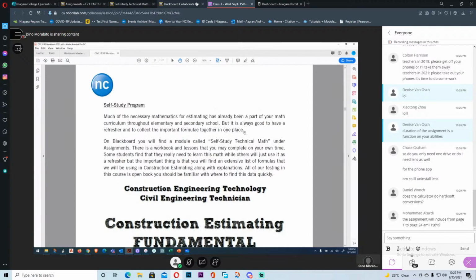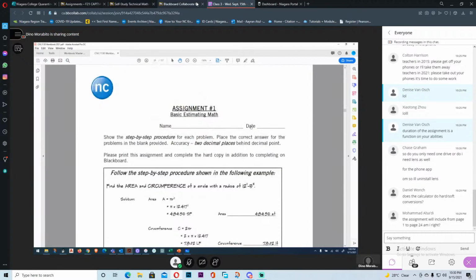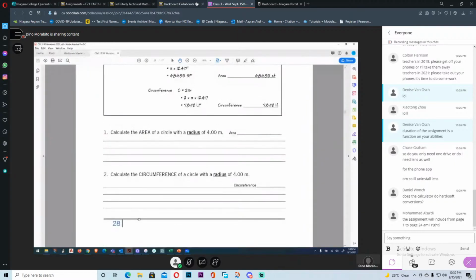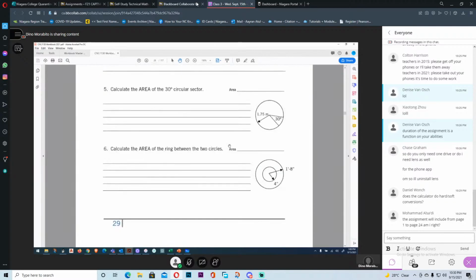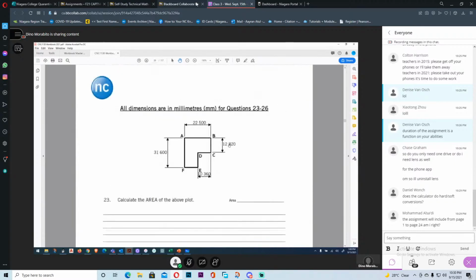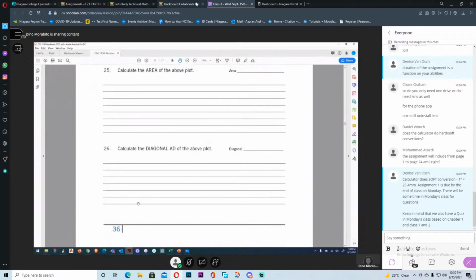Next page talks about the self-study program, which we've already kind of talked about, so we'll move forward. And now we get to assignment number 1. Assignment number 1 starts on page, what is this page? 28. Okay, and assignment number 1 starts on page 28 and goes to page 36.